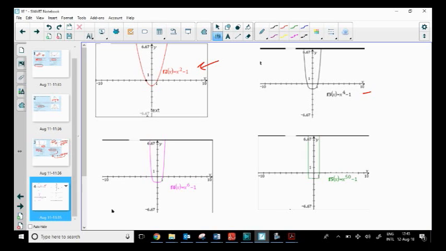Notice here x to the 4th minus 1. It still has the same vertex. It still has the same x-intercepts as x squared minus 1. But it looks like it's getting a little flatter down there at the bottom. And that pattern continues as the exponent rises. In x to the 6th minus 1, it's getting very flat as we get near the vertex.